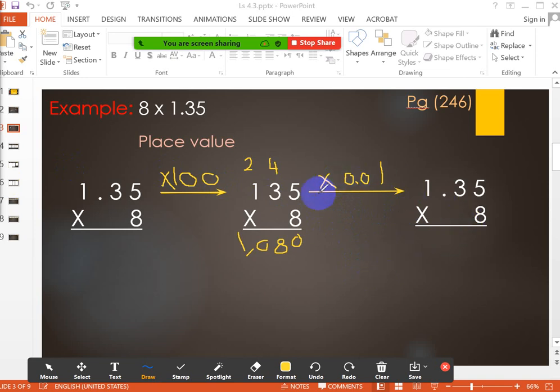So I had to multiply the number with the pattern 0.01. This is the decimal pattern to find the answer.